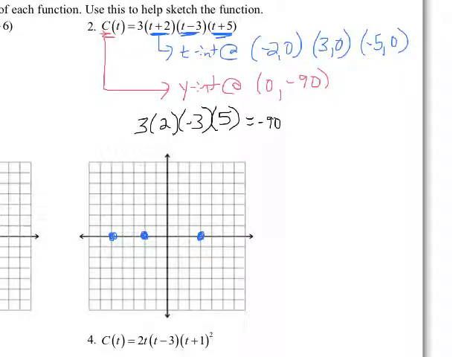Which obviously, if we were counting by ones on the grid, we wouldn't be able to get to 90. So I'm going to count by 15. So this is -15, -30, -45, -60, -75, -90. Alright, so we have an intercept there.